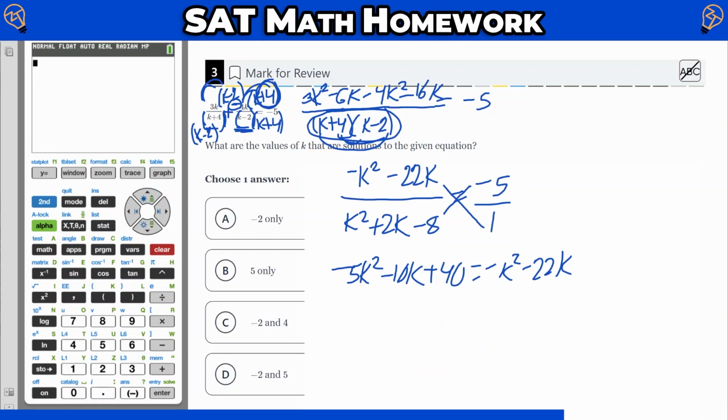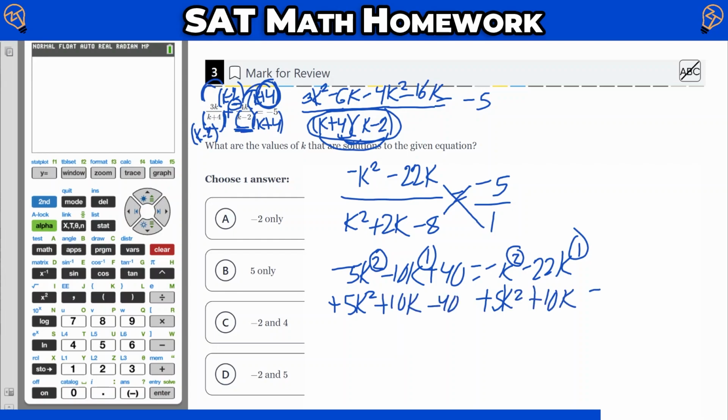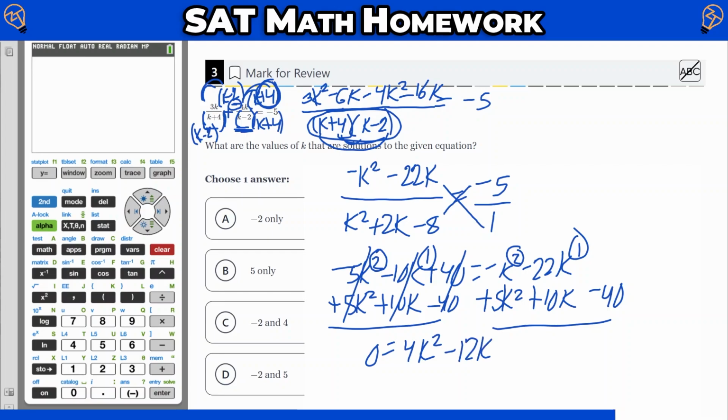Well, in this case, we have more than one type of k. We have to the second power and we have to the first power. So we're gonna go ahead and get everything equal to 0. And we'll do so by actually moving everything to the right, even though that would mean moving more terms. The reason I wanna do that is because I like the leading coefficient to remain positive. So we'll go ahead and add 10k. Then finally we'll subtract 40, even though there's no like term on the right side to combine it with. But that gives us 0 over here. And we get 4k squared minus 12k minus 40 all equal to 0.